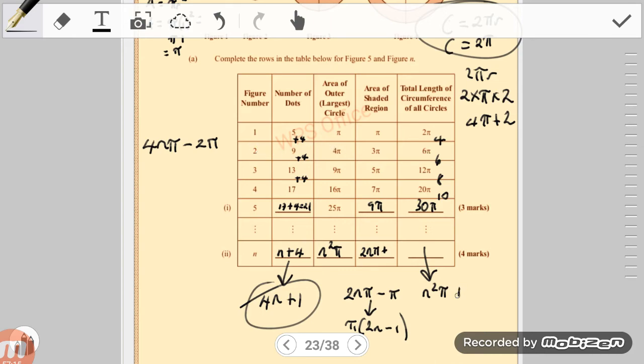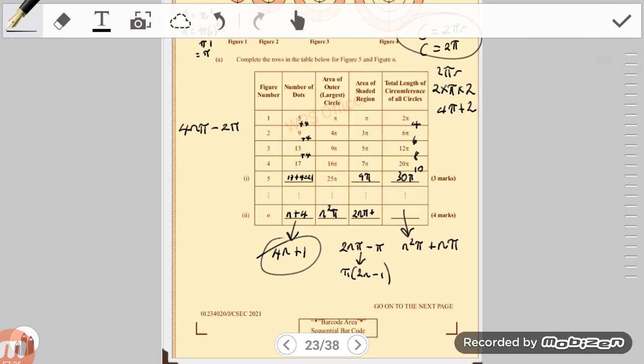So maybe if I add n, but that's not going to work either, because if I just add n, I can't add a number or a constant to it. Okay, so maybe if I attach pi here, then I could add that pi. This doesn't look too bad. This looks like a nice formula. Let's do a little test, guys.